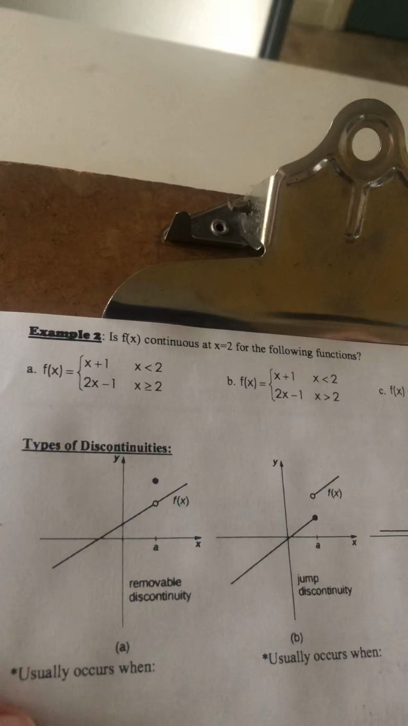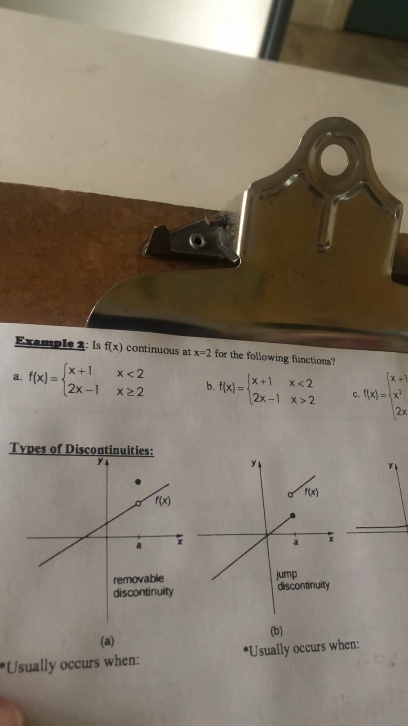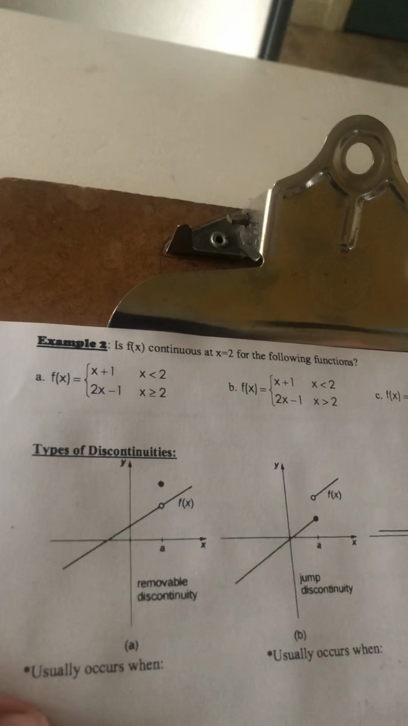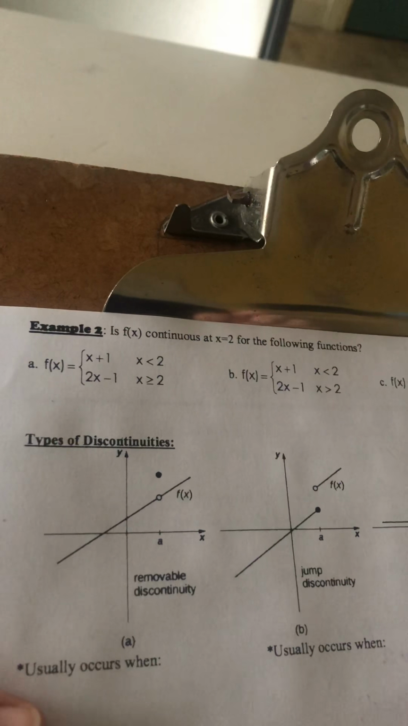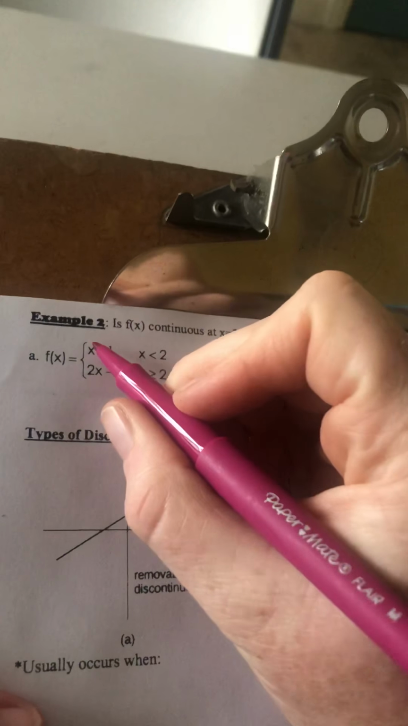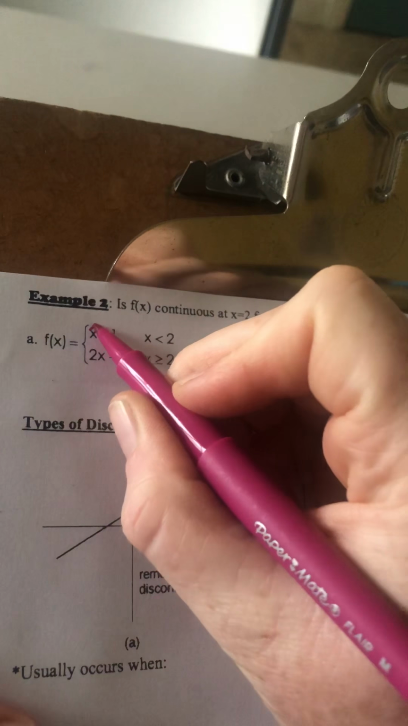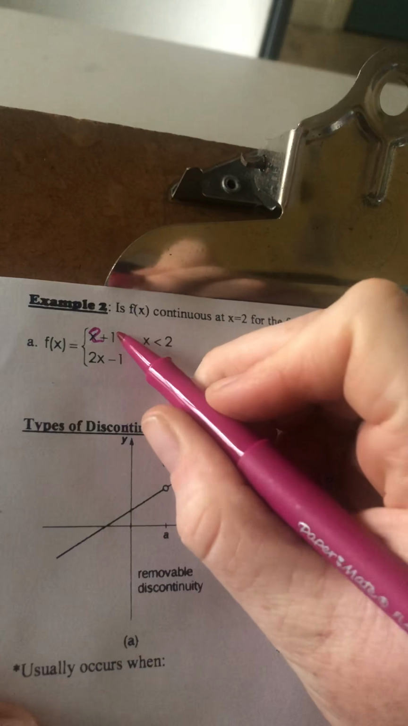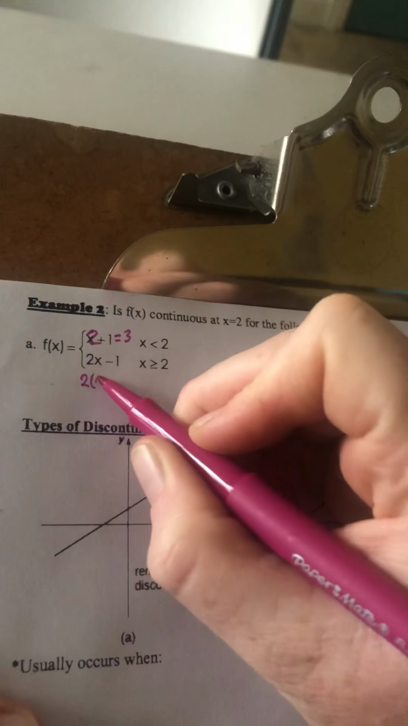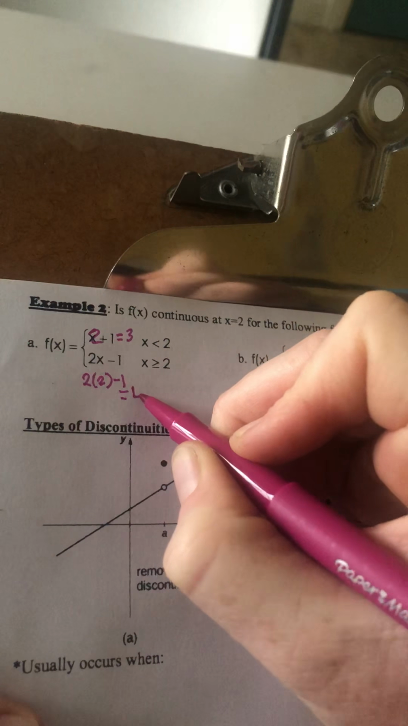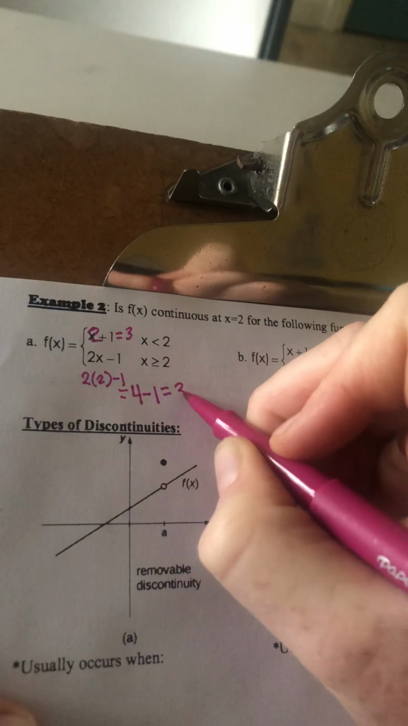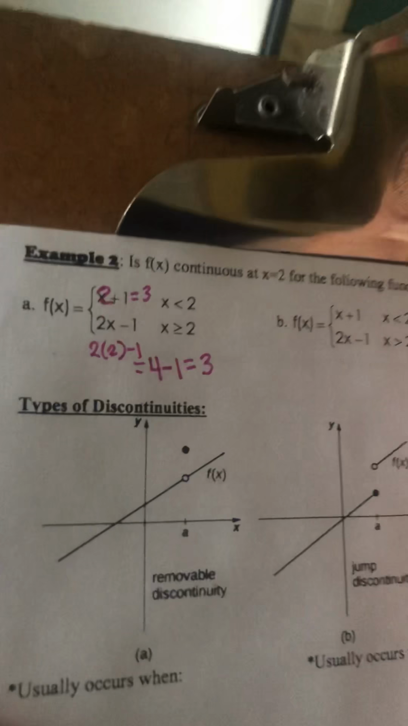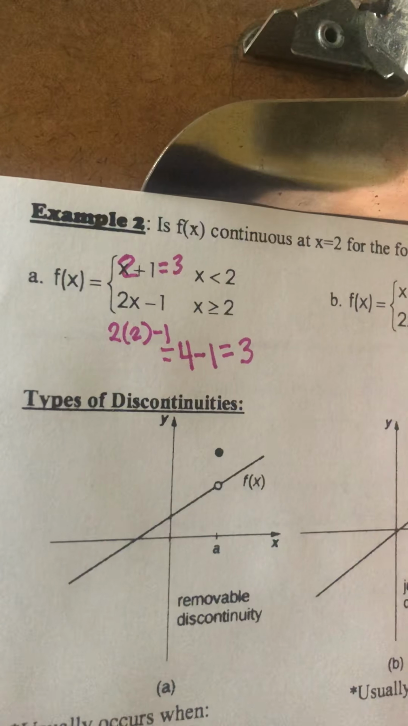Okay, so the back of your paper: is f of x continuous at x equals 2 for the following functions? This is going to be similar to determining if the limit exists. They're kind of asking the same thing. So if we plug in 2 for a in that function, for the left side, we would be getting 3, and for the right side, you'd be getting 4 minus 1, which is 3. Okay, so they are going to be continuous because they have the same value on both sides.